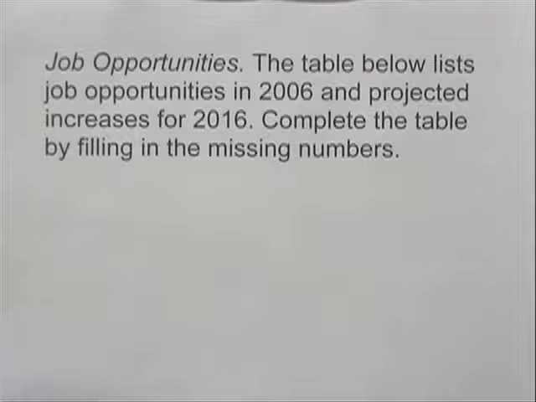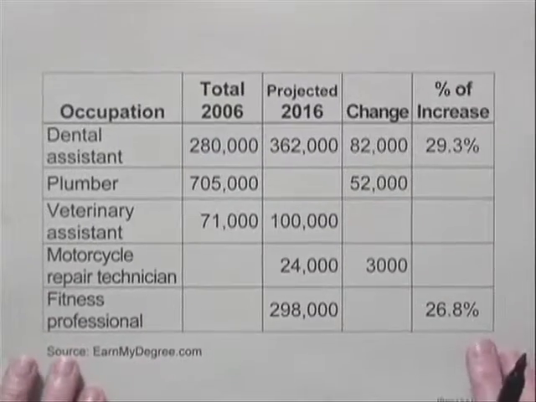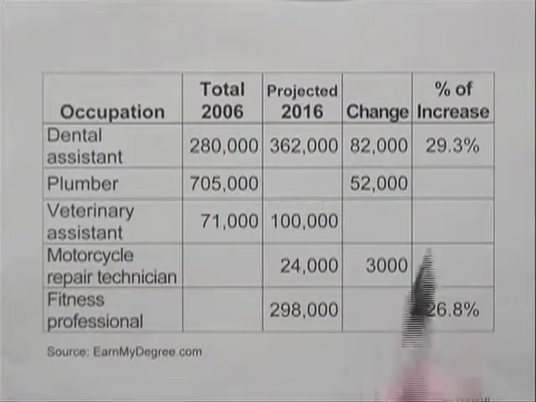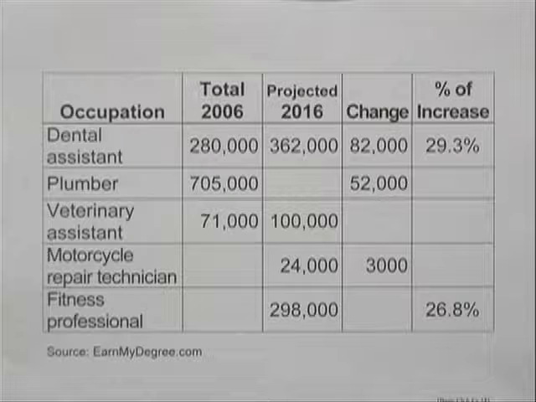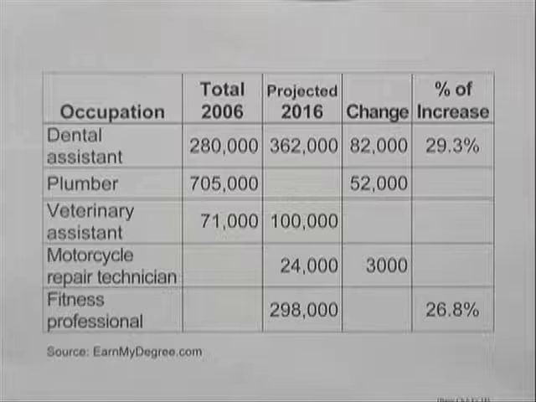The table below lists job opportunities in 2006 and projected increases for 2016. Complete the table by filling in the missing numbers. Here we have the table. The first row for dental assistant is completely filled in, so we know the kind of thing that we're looking for here. So let's go to the plumber's numbers.